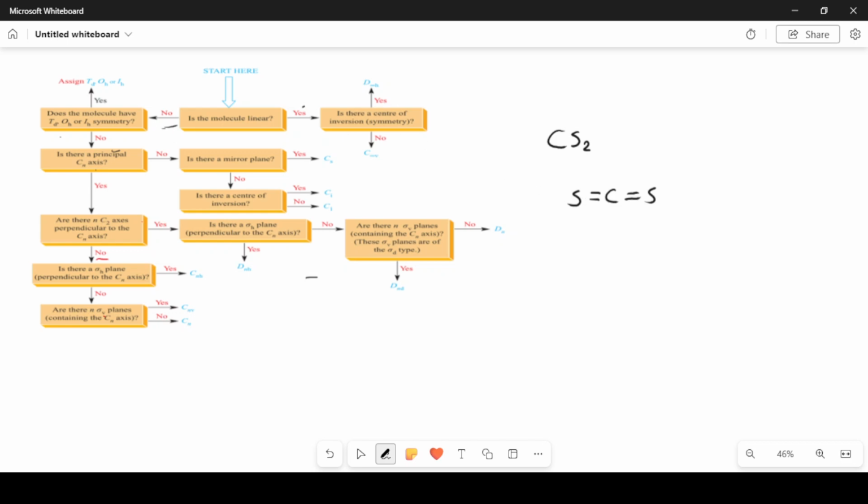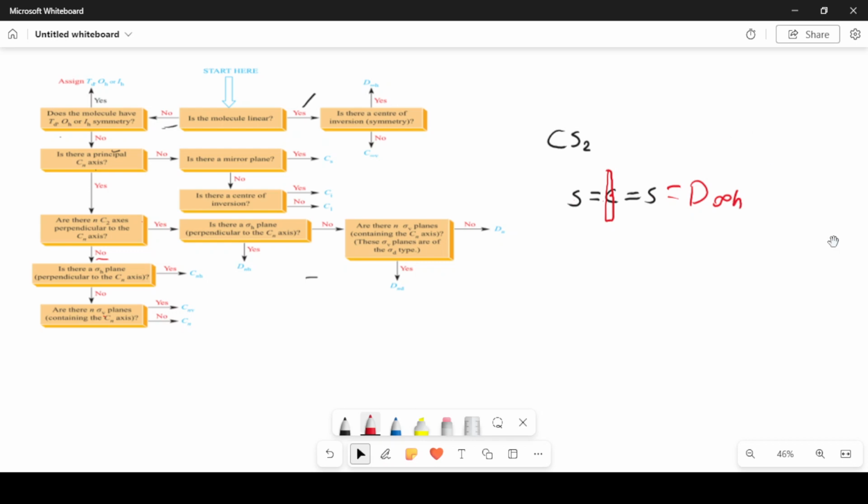Yes. Di ba? It's a yes. Is there a center of inversion symmetry? Yes. Ito yung center of inversion niya. Kasi pag hinati natin yan, the molecule is reflected to each other and will yield the same molecule. So, may inversion center siya. Yes, and that is D-infinity-h.